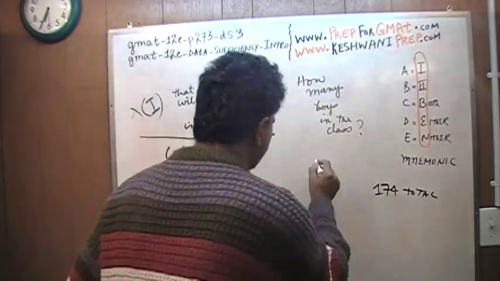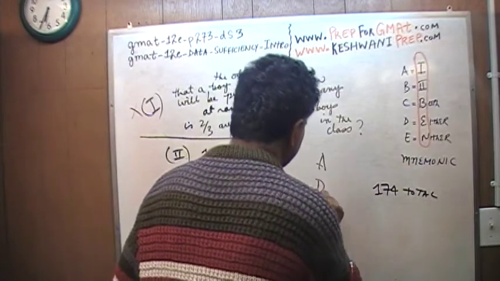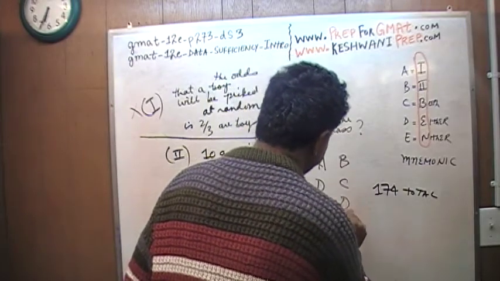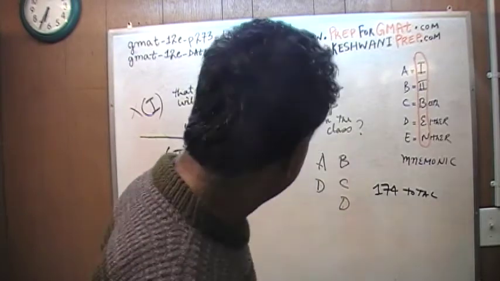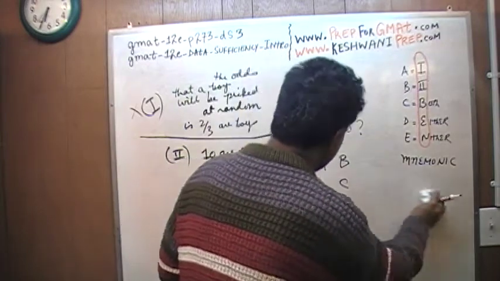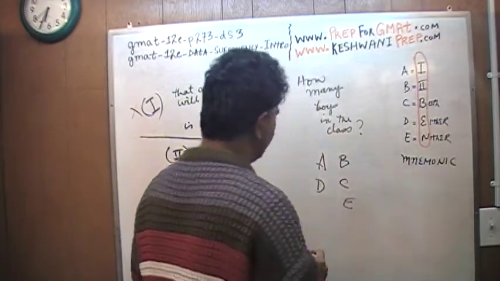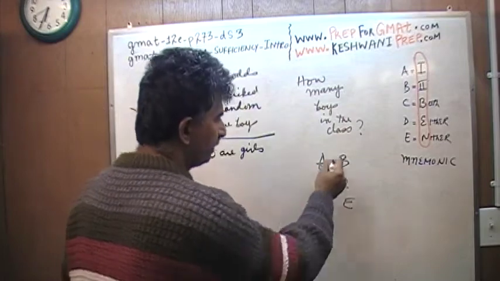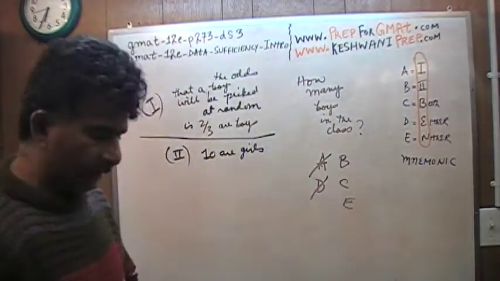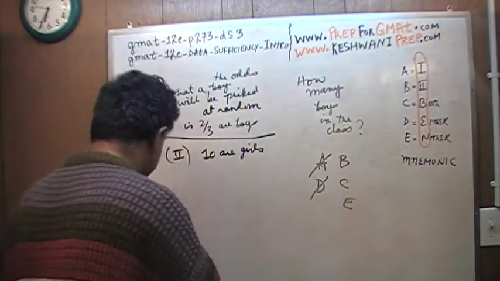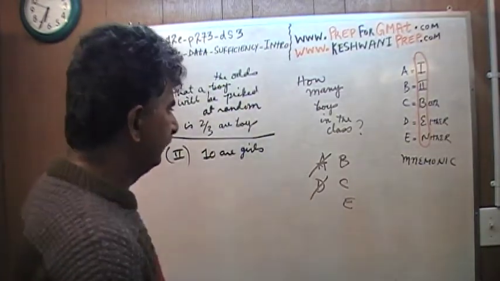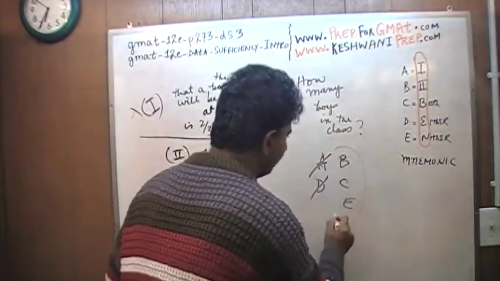So now, again, I forgot to do this thing. A, D, B, C, E. We know that the first statement does not work, which means we can cross out A and D. The answer, whatever it is, has to be either B, C or E. The correct answer is going to appear from here.